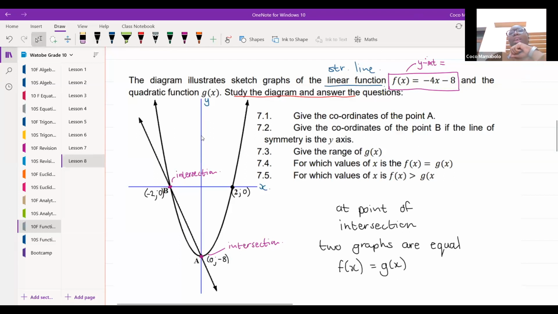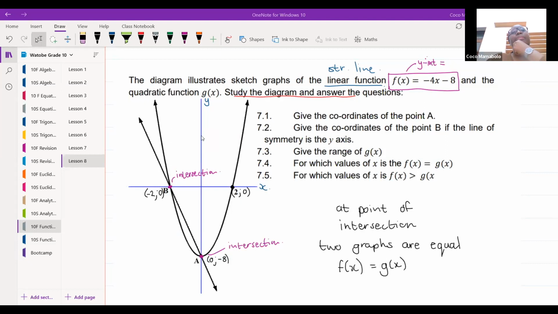All right. Now, let's look at the questions over here. 7.1 says, give the coordinates of the point A. I mean, we're already done, guys. Give me the coordinates of A because we've already looked at them.